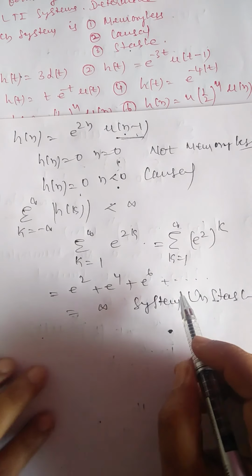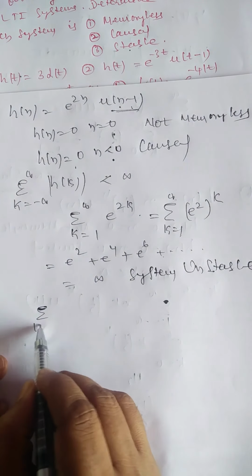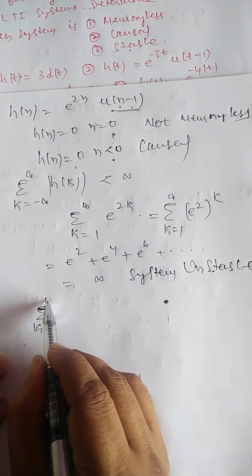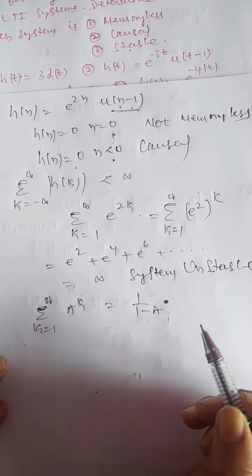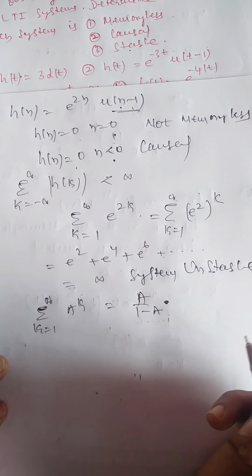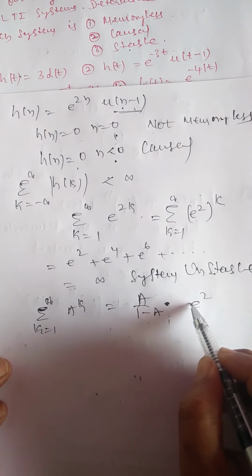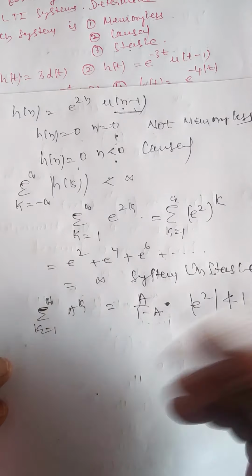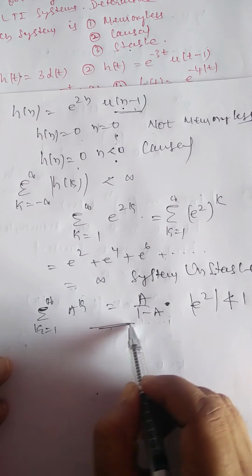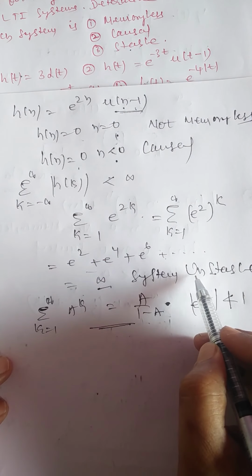Should we not apply that to our series formula, that is summation of k from 1 to infinity a to the power of k is equal to a divided by 1 minus a? Because here e to the power of 2 is not less than 1. It is greater than 1. That's why this formula cannot be applied. It is tending to infinity here, and the system is unstable.